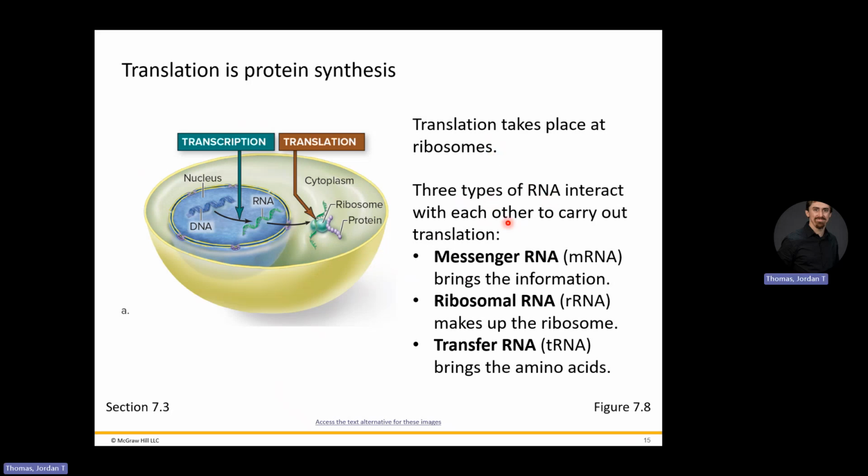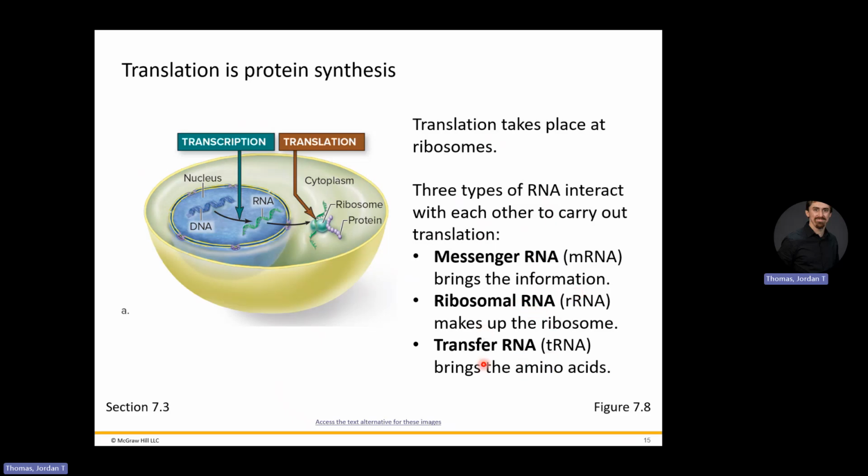There are 3 types of RNA, though. We have messenger RNA, which is the copy of the instructions. It brings the information to the ribosome. Ribosomal RNA makes up the ribosome. So whenever you see rRNA, think this is just the ribosome. It's the factory that makes the protein.